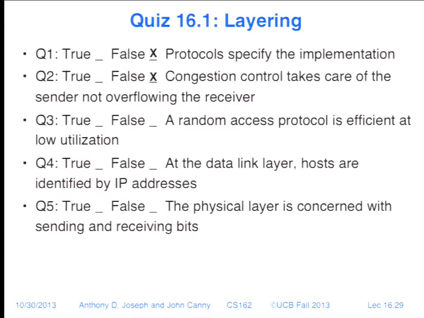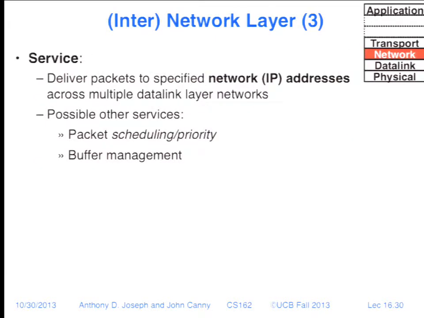A random access protocol is efficient at low utilization. True. There's minimal delay because it's only listening for existing traffic on the network. And at the data link layer, hosts are identified by IP addresses. False. The data link layer is below that layer, so hosts are identified just by MAC addresses. The physical layer is concerned with sending and receiving bits. Good. So let's start moving up to more of the interesting stuff.